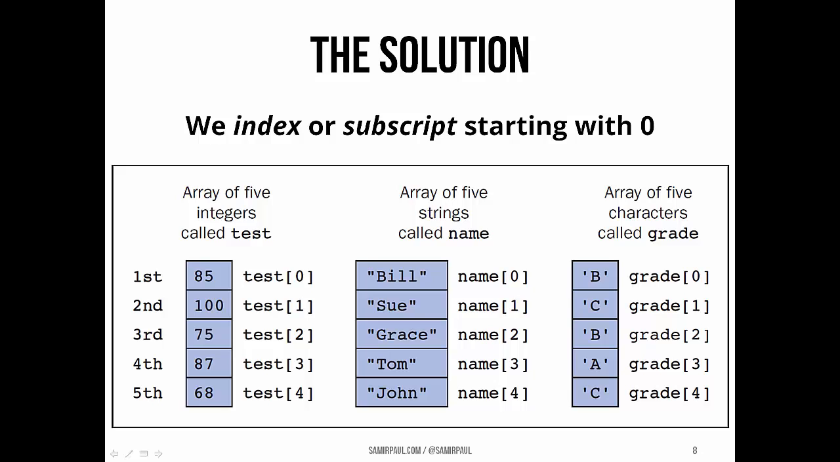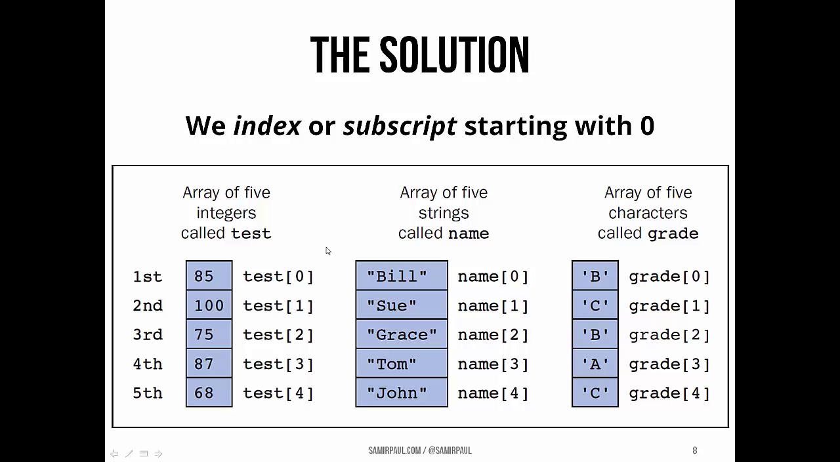You can see in the examples here, we've got an array of test scores, so that's an array of integers. We've got an array of string objects. We've got an array of chars. Those are primitives. And each of these arrays happens to have a length of 5. There are 5 elements in each array. We refer to the first element of this array test as test sub 0. That's how we read it, test sub 0. And we'll say that this 0 is the index or the subscript of this element.